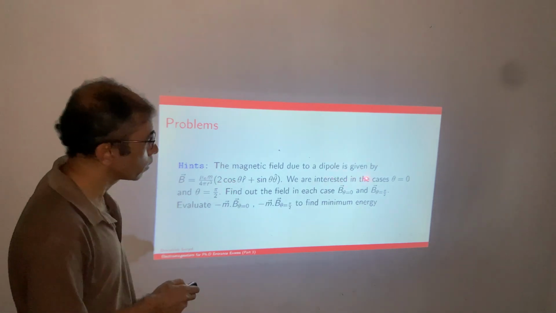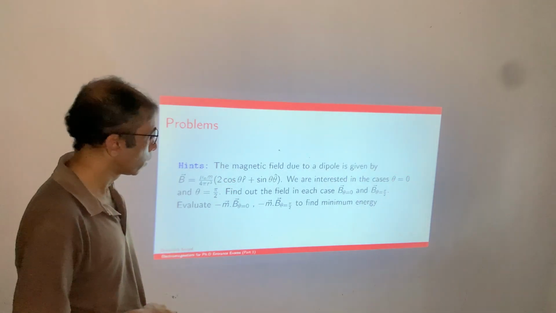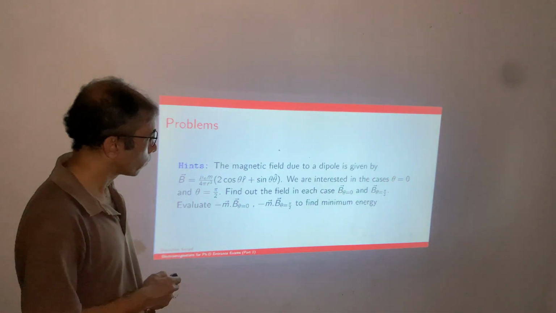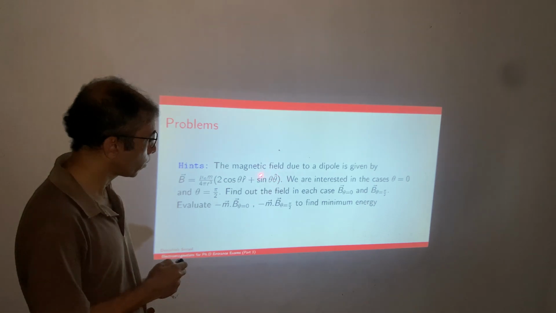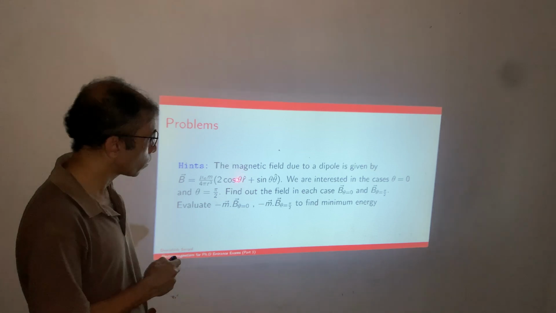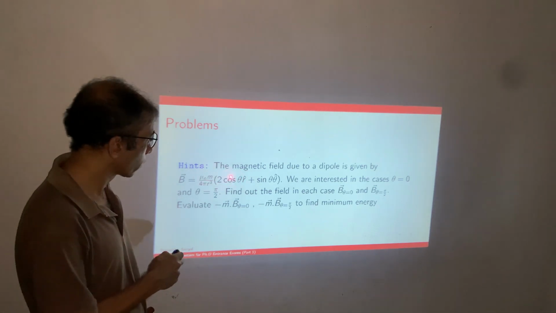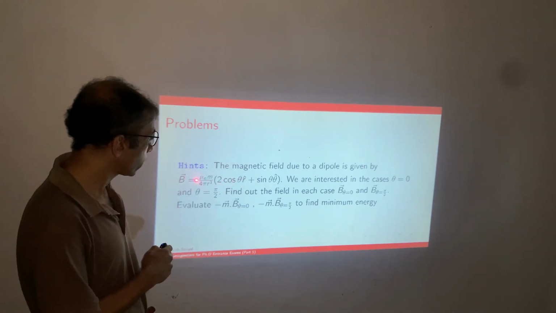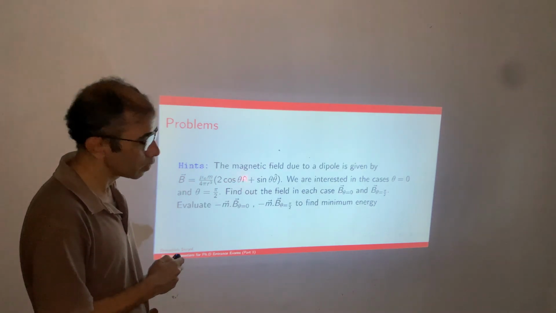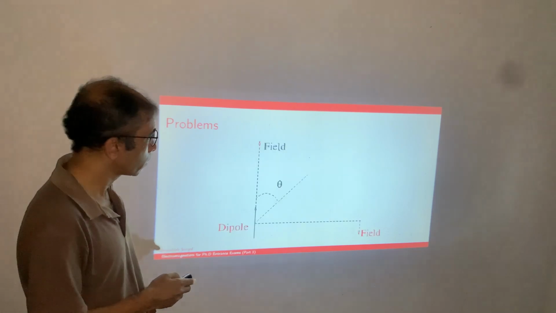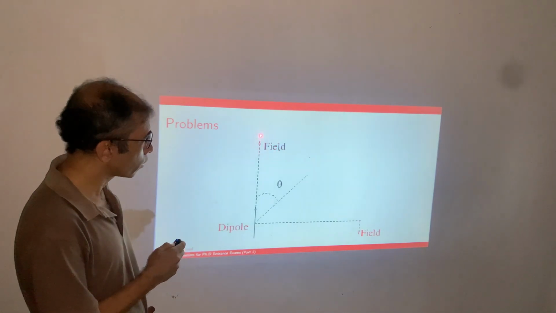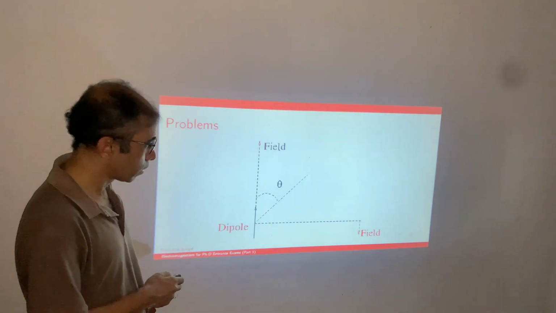So we are interested in the cases theta is equal to 0 and theta is equal to pi by 2. When theta is equal to 0, that means this term will not be there, and only cos 0 is 1, only this term will be there. So you can see for theta is equal to 0, B will be aligned in the direction of r cap. That is, the direction of the field is in this direction due to this dipole.